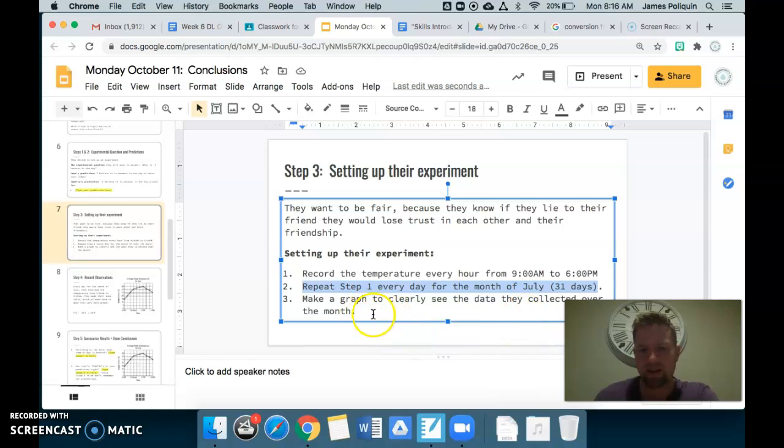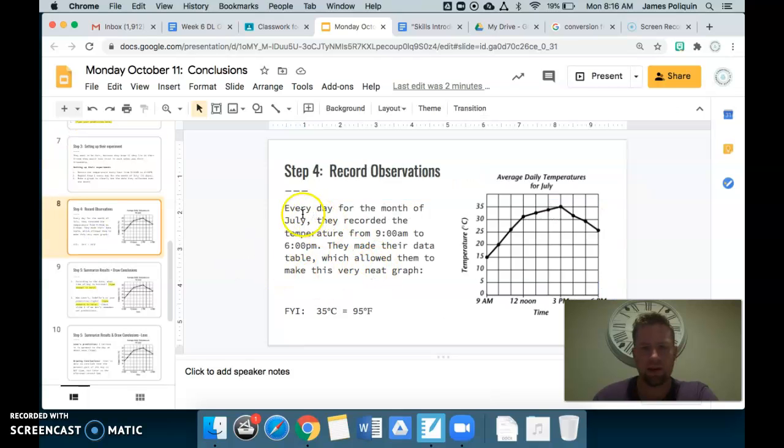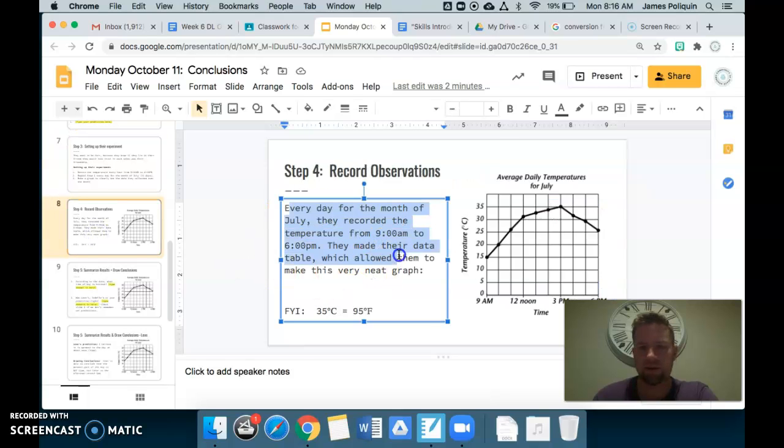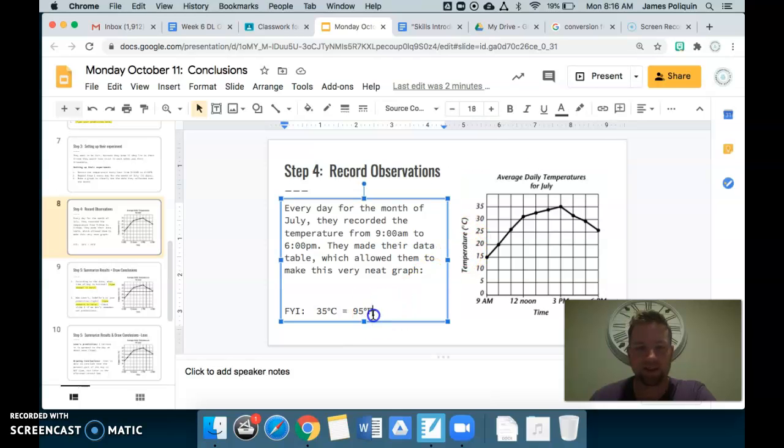And they made a graph to clearly see their data over the month. So, every day for a month, they recorded their temperature, like we said, from 9 a.m. to 6 p.m. And they collected their data, and then they made this graph. Check it out. It shows the average daily temperatures for July. They use degrees Celsius. It's similar to Fahrenheit. 35 degrees Celsius is 95 degrees Fahrenheit.